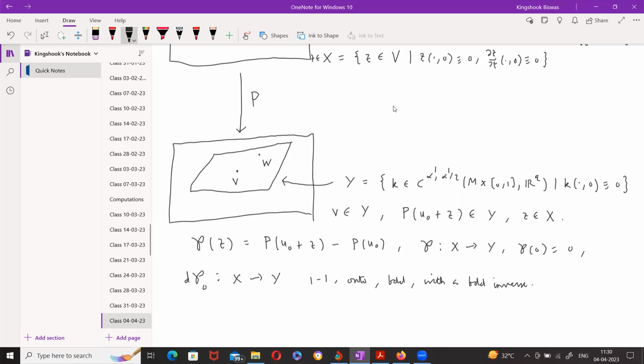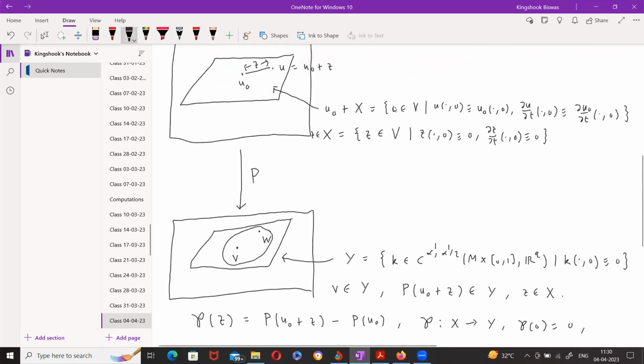So what that means when you translate it for the map capital P, that means the map capital P will map a neighborhood of U0 in this affine subspace U0 plus X. It will map a neighborhood here onto a neighborhood here. Okay. Yeah, that's by the inverse function theorem. Is this clear? Yeah, it's clear.